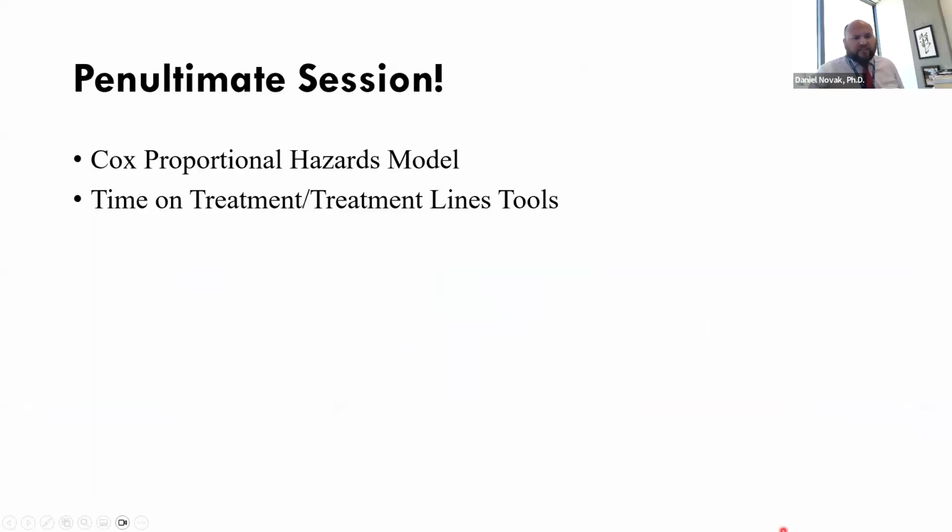Next time, we're going to talk about the Cox proportional hazards model and the time on treatment and treatment lines tools, which will be a little shorter, but I think will be a good way to expand your repertoire of analyses within TriNetX and beef up some of your analyses as you get them ready for publication as well.